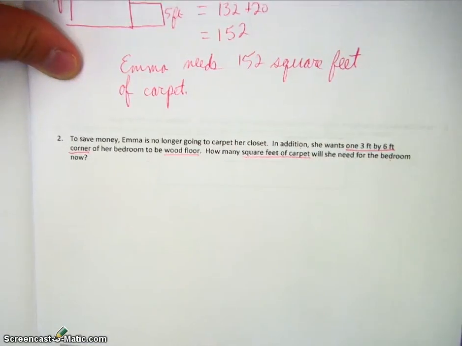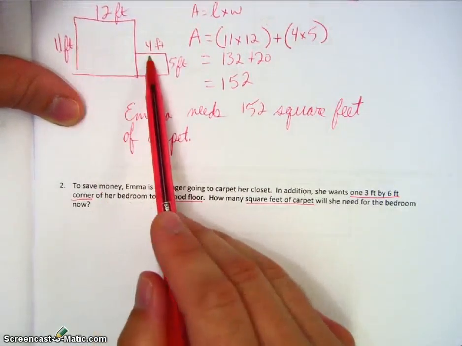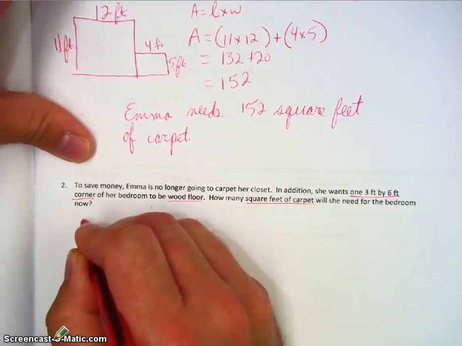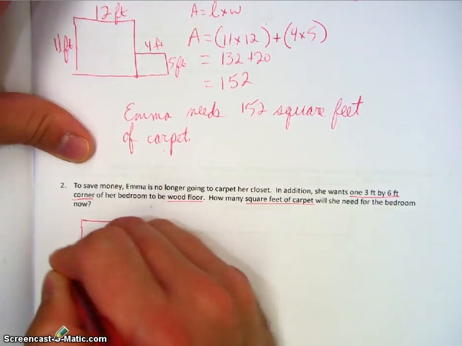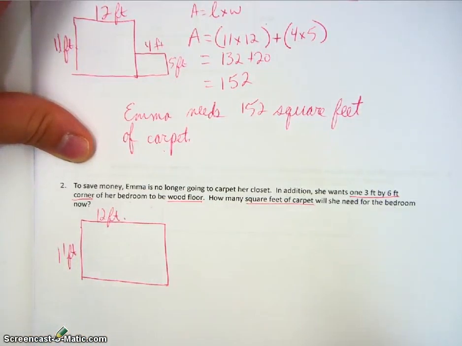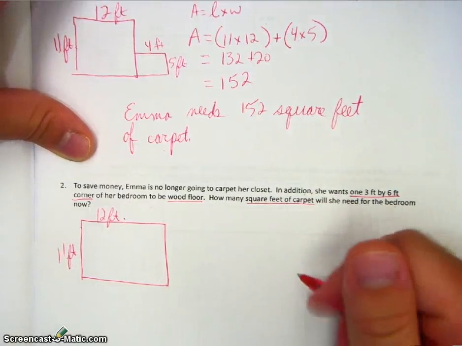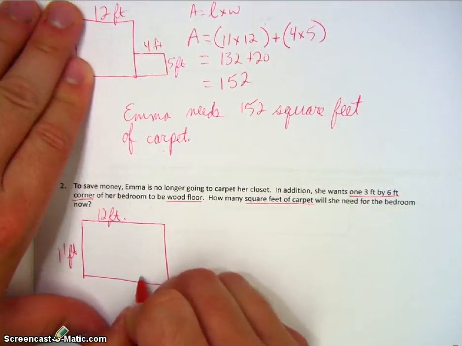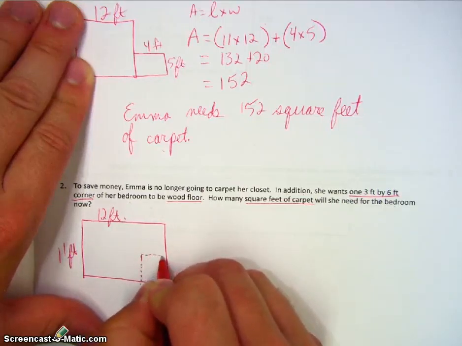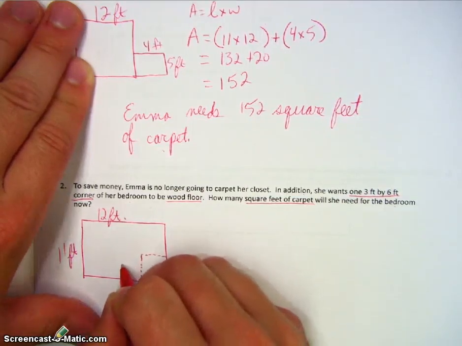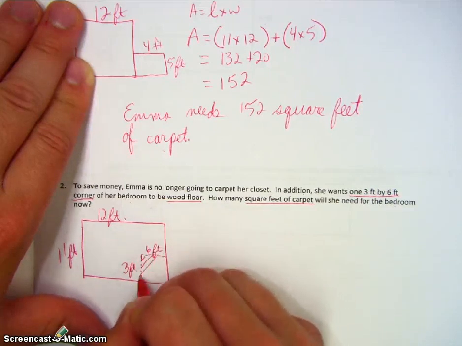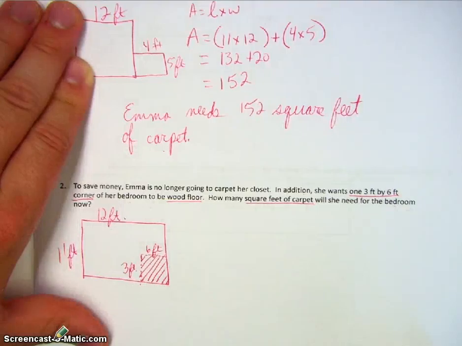Okay, so now if we think about the picture that we drew up here, now we don't need the closet anymore. So now we're going to set up the same bedroom. That's 11 feet by 12 feet. But this time we're not drawing the closet because she's trying to save some money. Now, she wants to make one corner wood floor. So I'm going to do a little dotted line here, to show that this is going to be 3 feet by 6 feet. So this is going to be our wood floor right here.